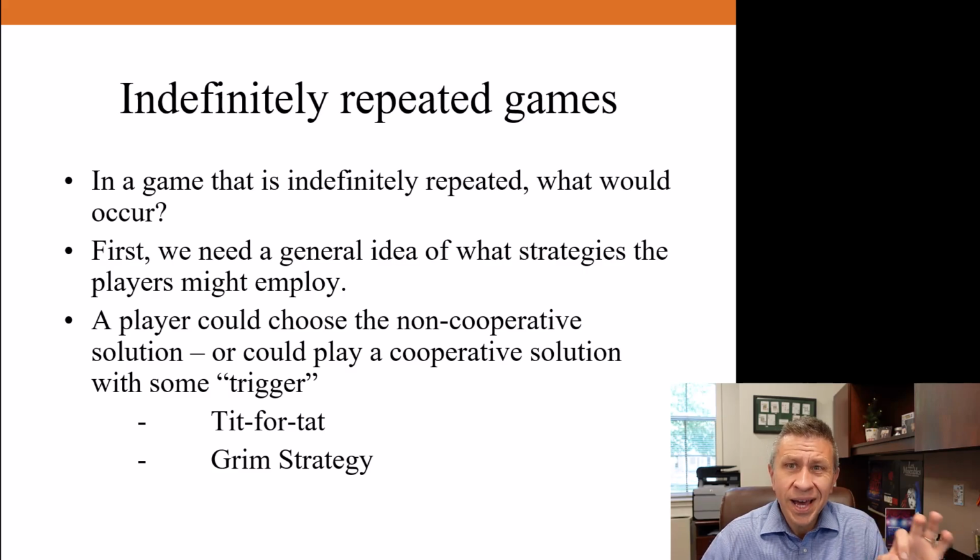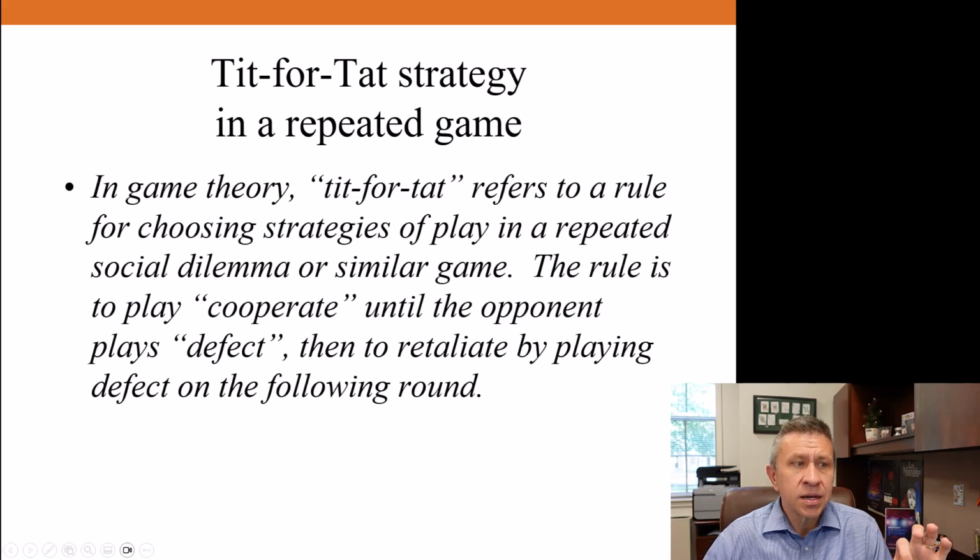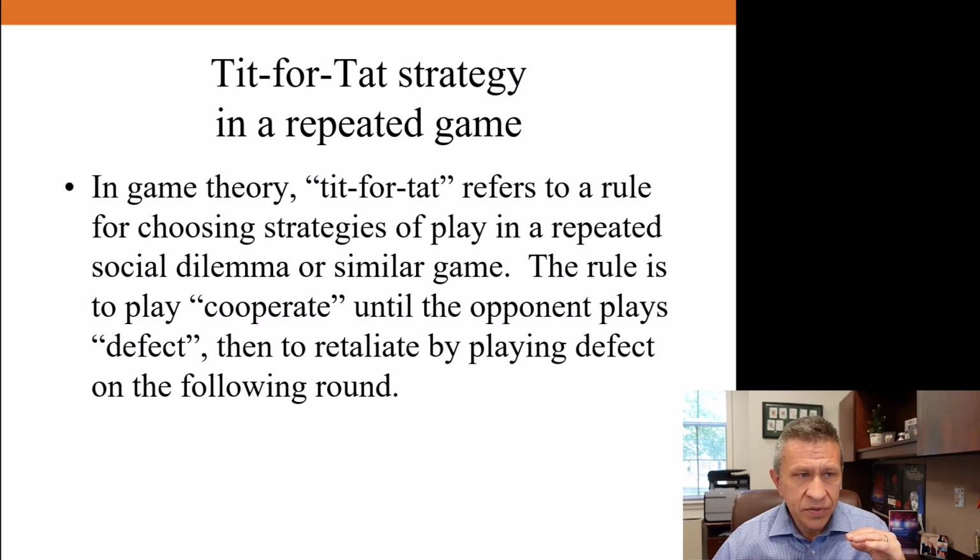Now, the tit-for-tat strategy, you have the default rule that you cooperate, and you will do that as long as your opponent cooperates. But if your opponent defects, so if they choose not to cooperate, you will retaliate by defecting in the next round. That's the tit-for-tat strategy. So they misbehave, you'll misbehave the next round as a punishment.